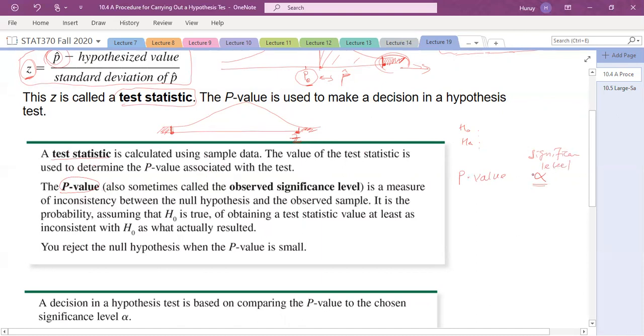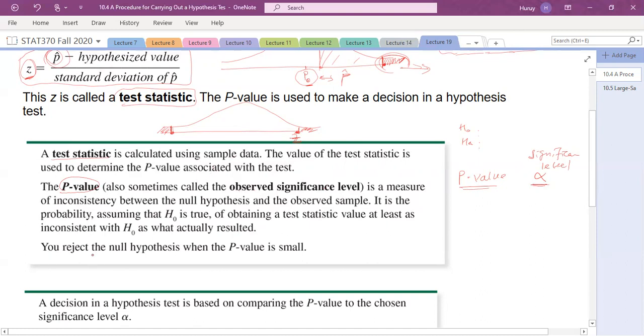Okay. Alpha is the significance level. And p-value, sometimes it's called the observed significance level. So these are the values that will be compared in order to take the decision or to reach a conclusion.